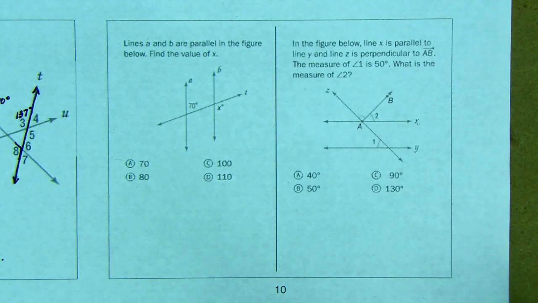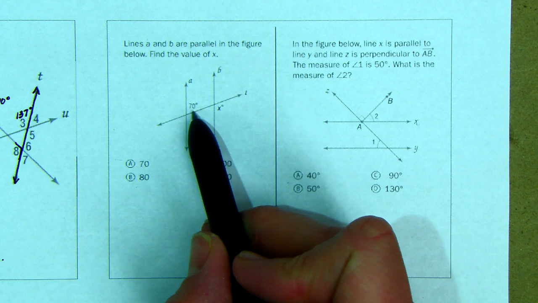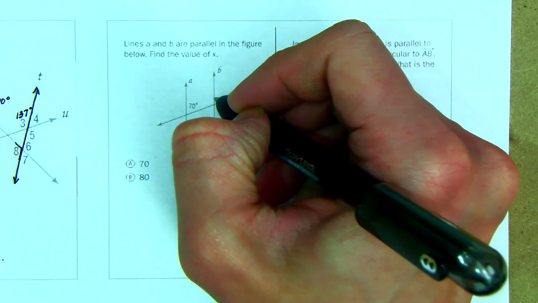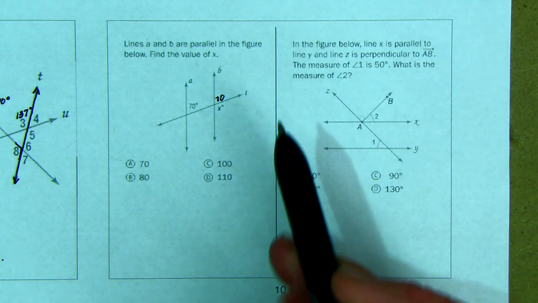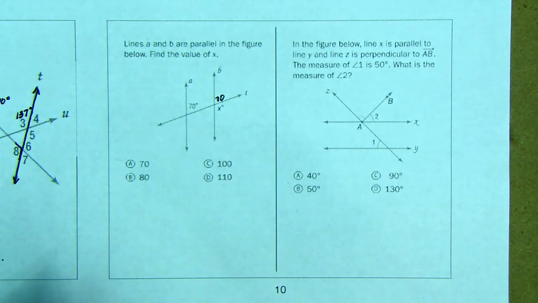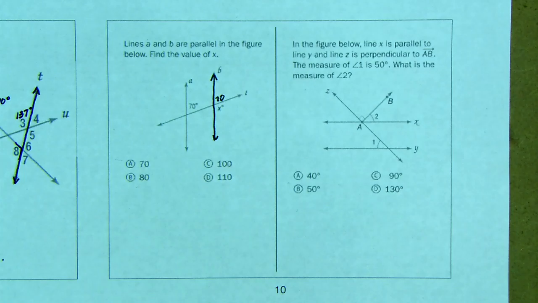Slide number 10 is some multiple choice using the same information. All right, A and B are parallel. Find the value of x. Well, x is right here. Now, x is not 70, but this one is 70 because that one's corresponding. And that angle and this angle have to equal 180 together. They are supplementary because they are a linear pair because they create a line together, which means that has to be 110 degrees.